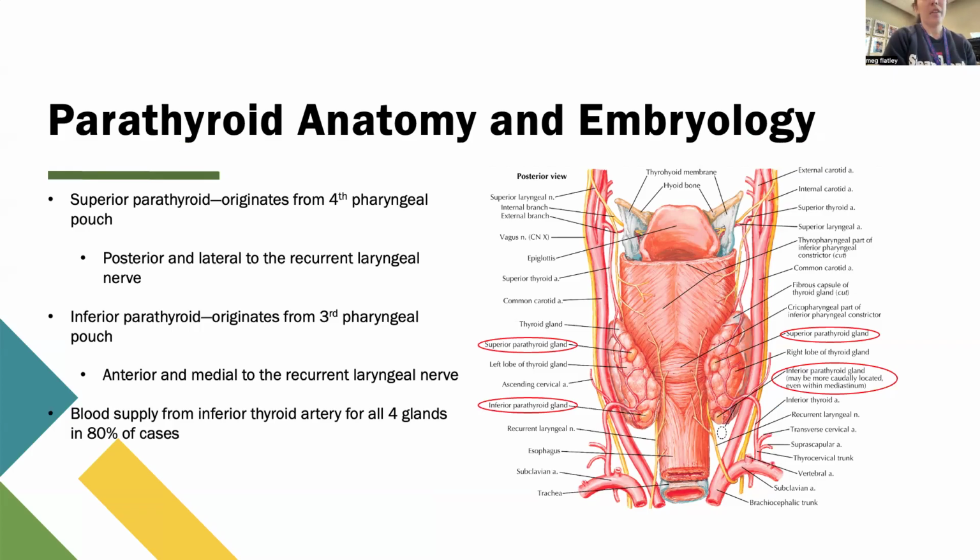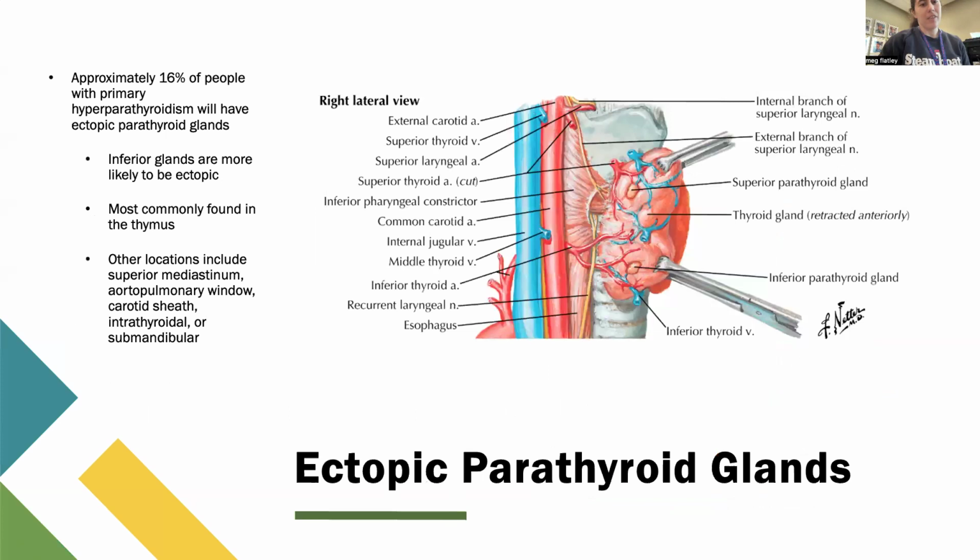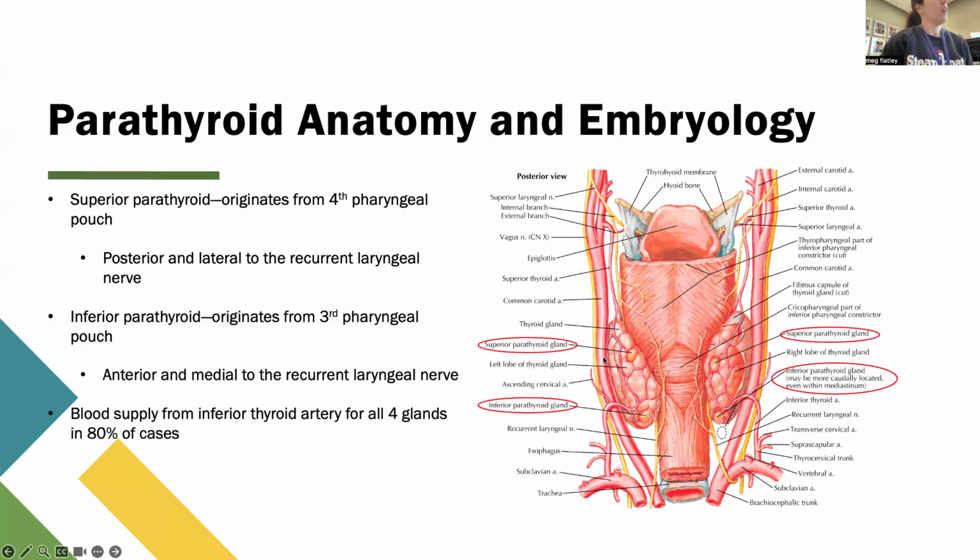If you can see on the screen here, where's my mouse? There it is. The superior glands are also lateral and posterior to the recurrent laryngeal nerve, and the inferior glands are medial and anterior to the recurrent laryngeal nerve. So similar to thyroidectomy, both the recurrent and superior laryngeal nerves are often injured in a parathyroidectomy, and the relationship of the superior versus inferior glands is important for finding the parathyroid glands and making sure that you're protecting the recurrent laryngeal nerve.